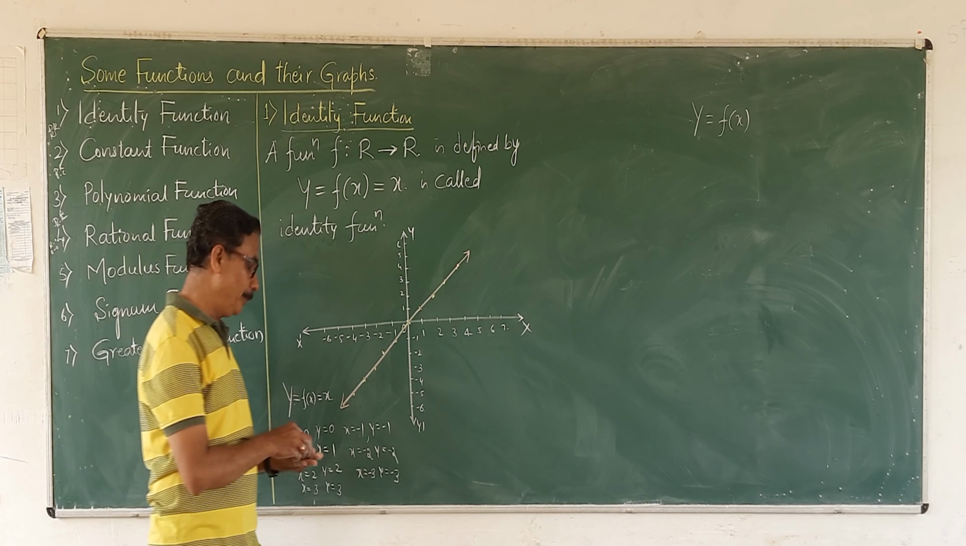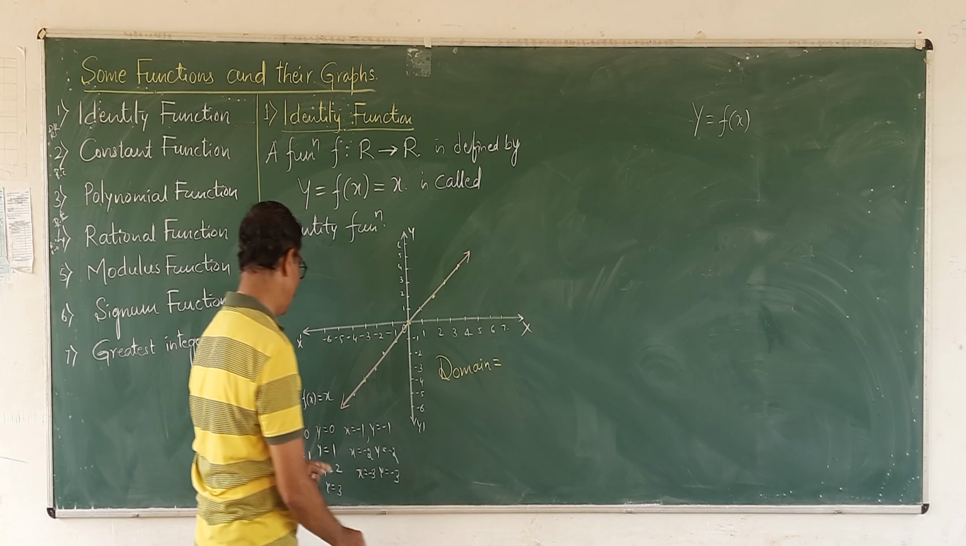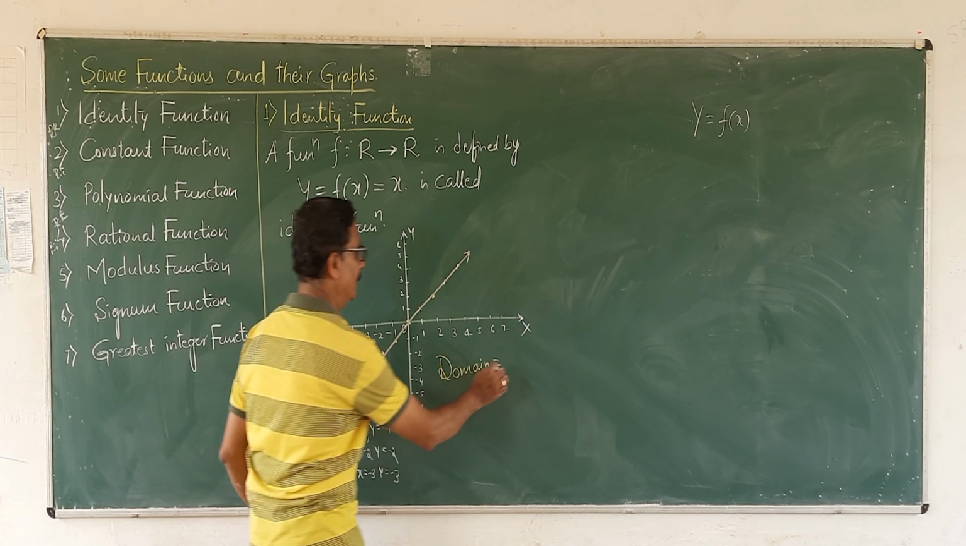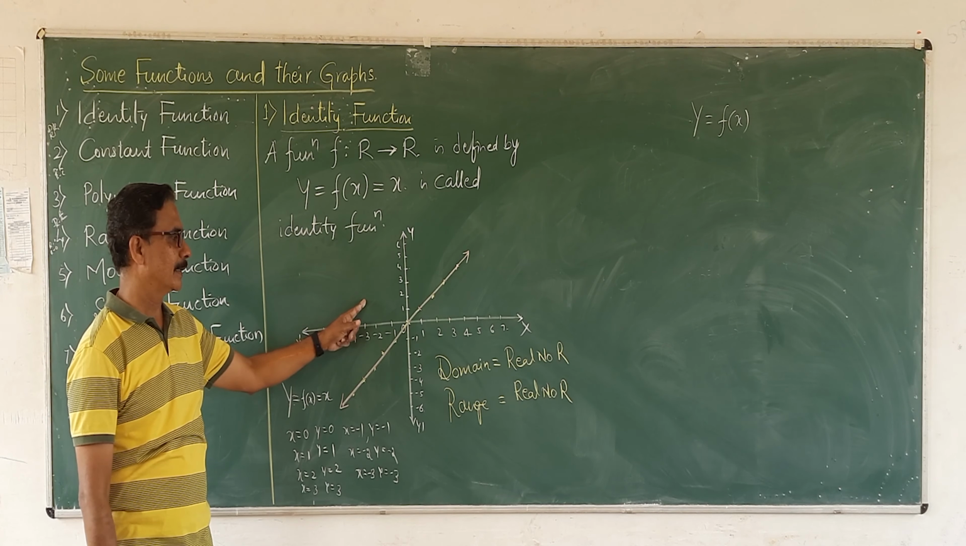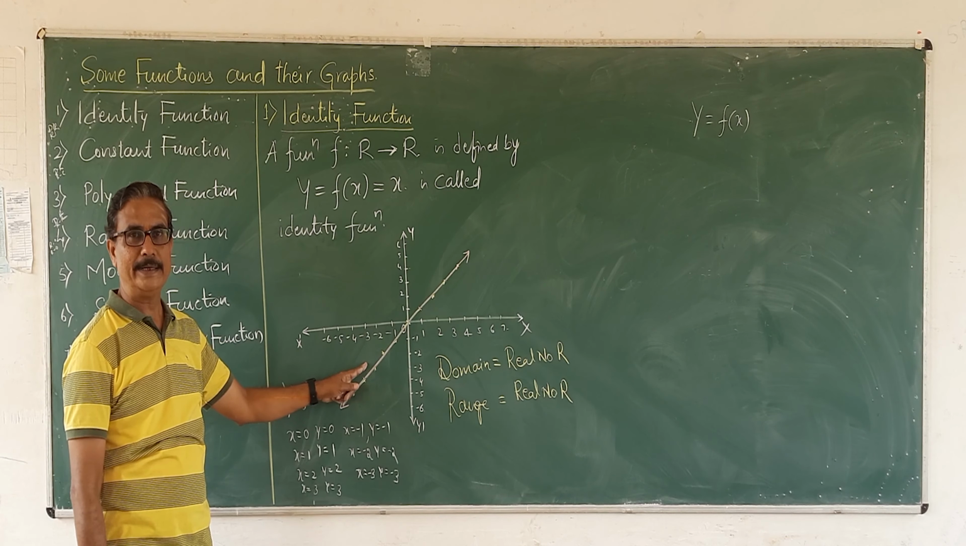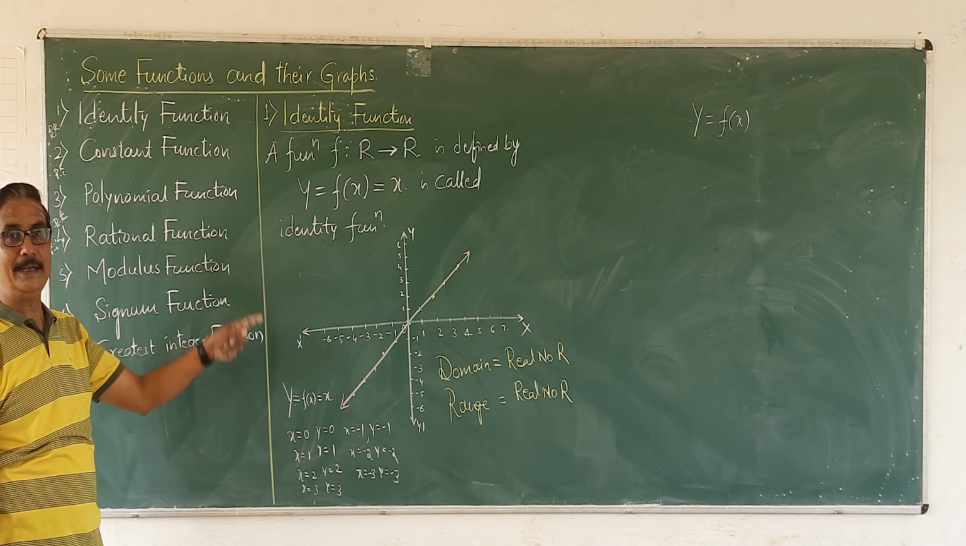Then write the domain and range. What is the domain? Domain is all real numbers, that is R. What is the range? Range is also real numbers, since the y value is also a real number, like the x value. So domain is real numbers, range is also real numbers. 5 marks, a very simple question. Definition 1 mark, graph of the identity function 2 marks, domain 1 mark, range 1 mark. Totally 5 marks. This is the first type, the identity function.